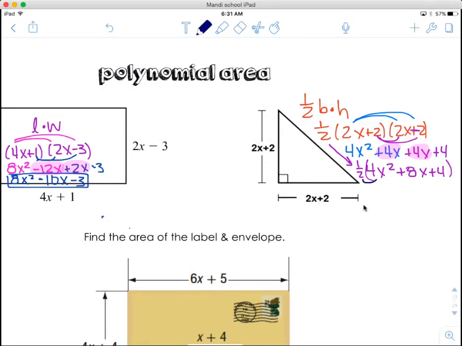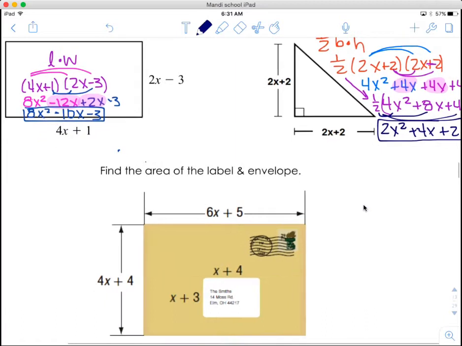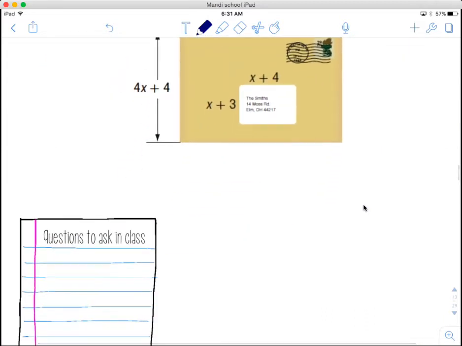1/2 times 4x squared is 2x squared. 1/2 times 8x is 4x. There we go. 1/2 times 4 is 2. Okay, we're going to work the rest of these in class.